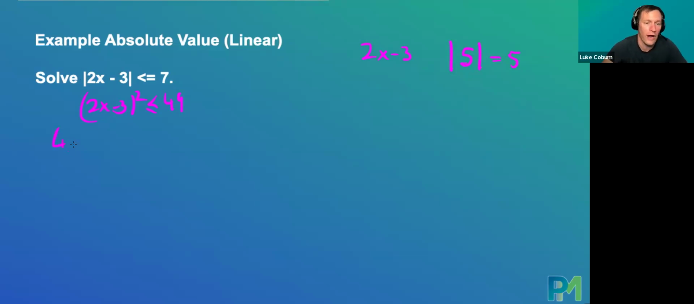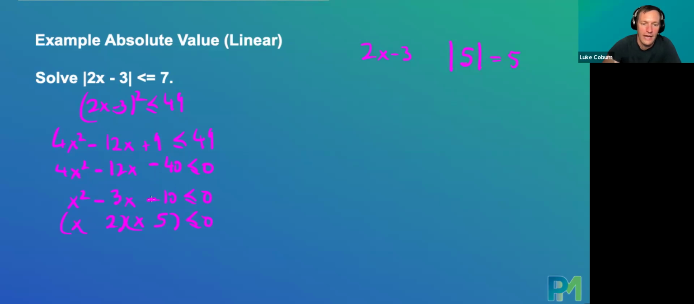And now what we can do is say 4x squared, and then it's going to be 2 times 2 times 3, which will be minus 12x plus 9 less than or equal to 49. Then it's 4x squared minus 12x minus 40 less than or equal to 0. I'm going to divide across by 4 because it's not negative, so it's no problem. So x squared minus 3x minus 10 less than or equal to 0, then two brackets less than or equal to 0. Then we have x, and then two numbers that multiply to give us minus 10 and add to give us minus 3, and that's a 2 and a 5.